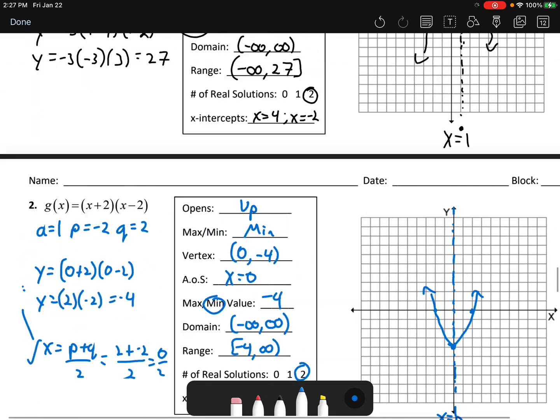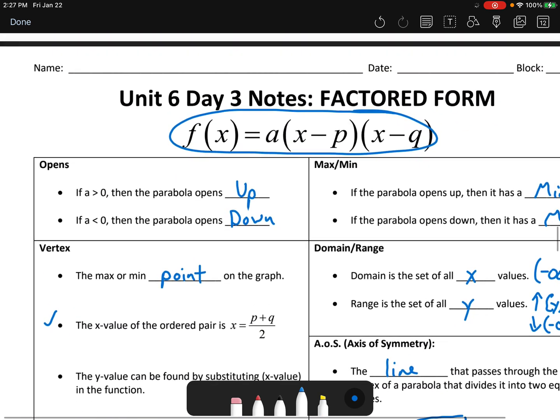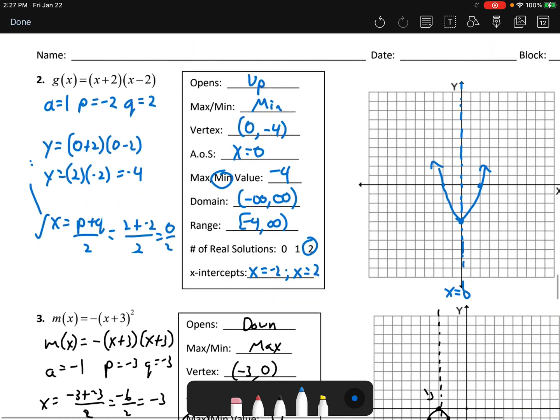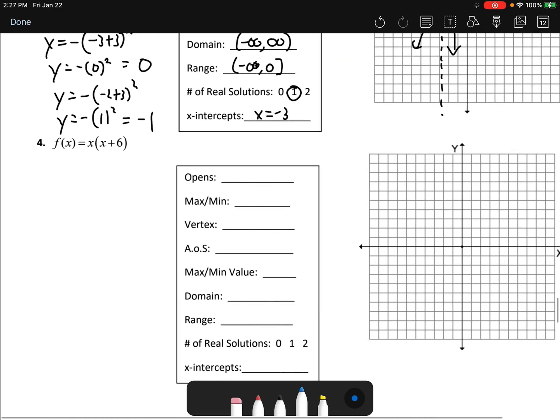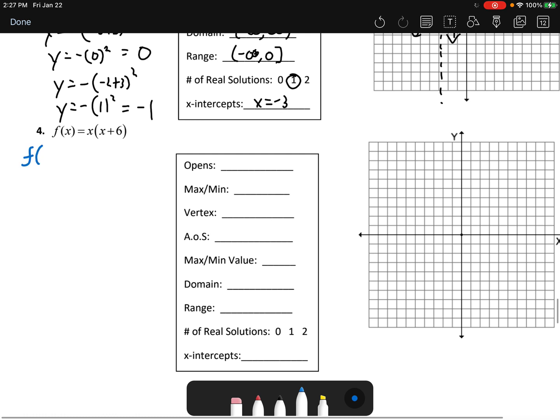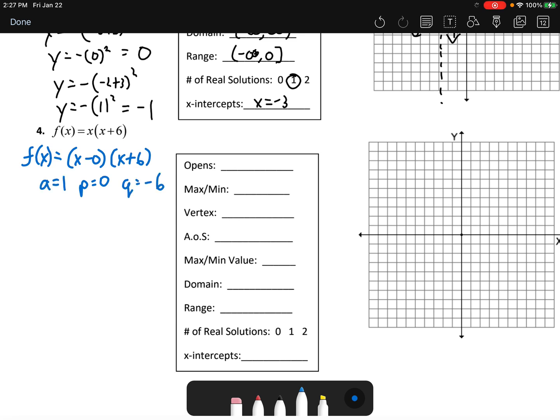This is kind of goofy. If you want to make it look like this, a(x minus p)(x minus q). Well, all we have is x, right? Well, what if we say x minus 0, x plus 6? Now it looks like that p is 0, q is -6. A is 1 again. So we have two intercepts, x equals 0, x equals -6.